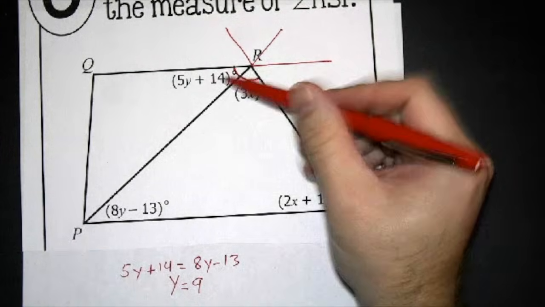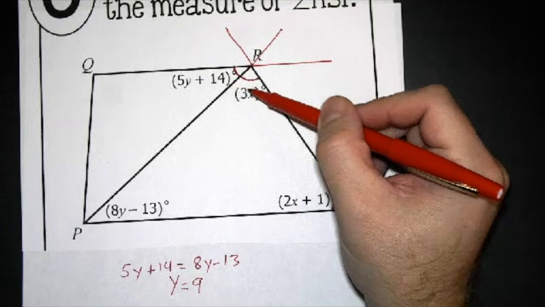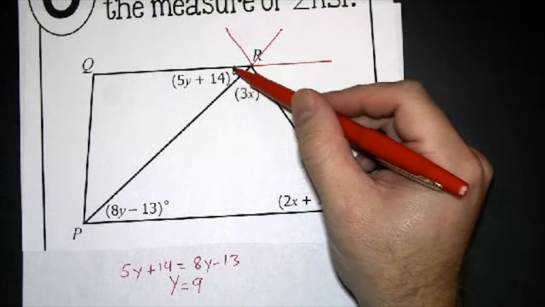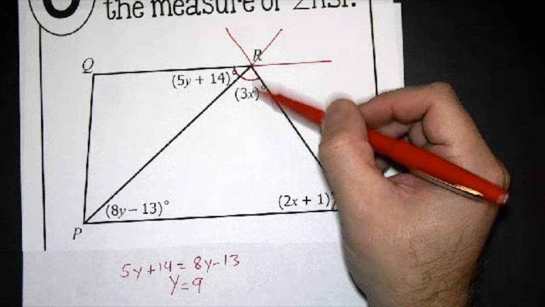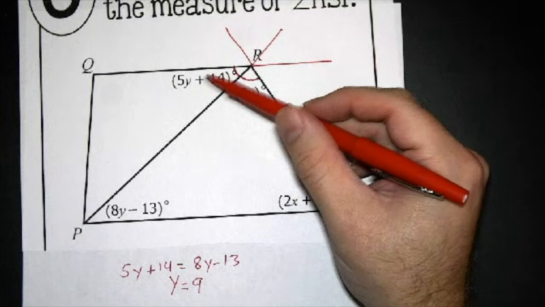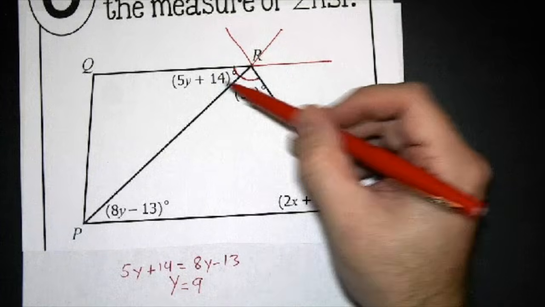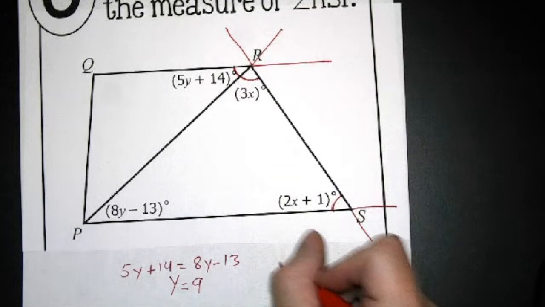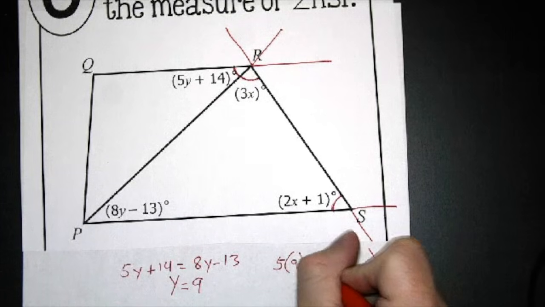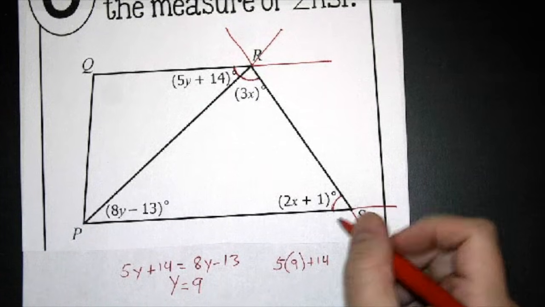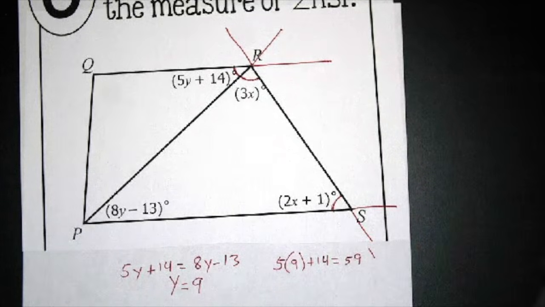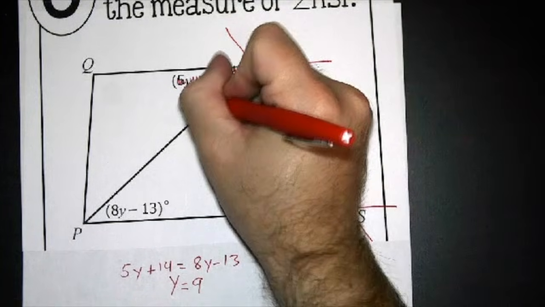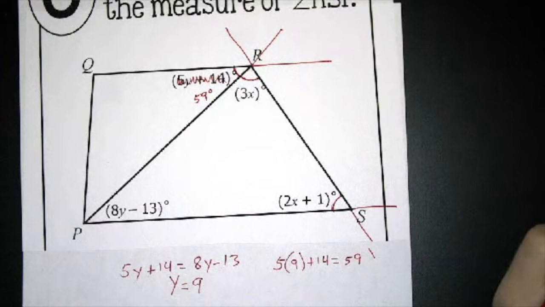So now I know that I need to figure out the measure of this angle so that I can find the measure of this whole angle. This angle that I drew right here is split into two different parts. Part of it is 5y plus 14, the other part is 3x. But now I know what y is, so I'm going to plug my y value, which is 9, into this expression. So I'm going to say 5 times 9 plus 14, and that should give us 59. So I'm going to scratch this out, and I know now that the measure of that angle is 59 degrees.